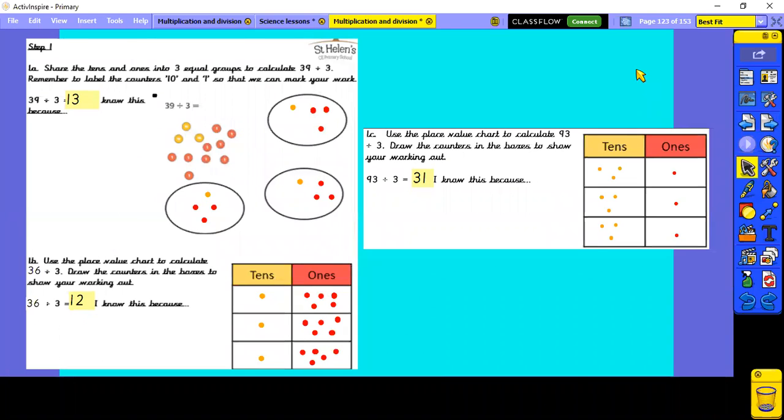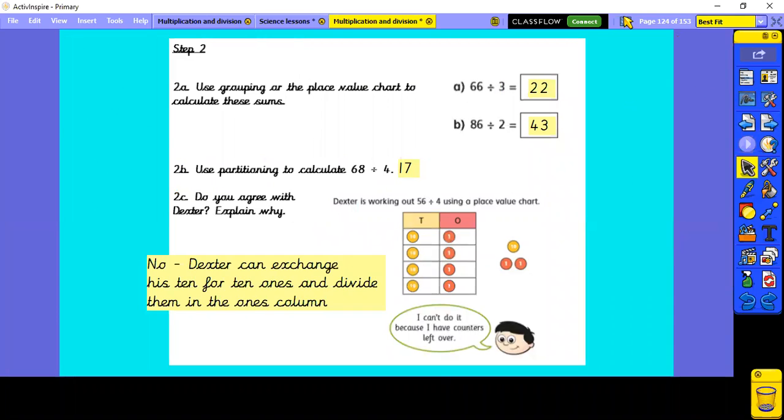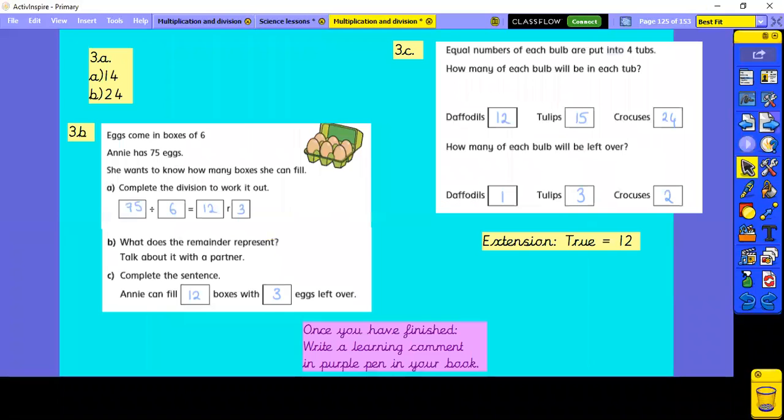Okay, and here on the screen now we have our step 1 answers. So pause the video to mark your work in your book. On the screen now I have the step 2 answers, so pause the video to mark your work. On the screen now I have the answers for step 3 and the extension, so pause the video to mark your work. Once you finish all of your marking, could you please write a learning comment in your book? If you have a purple pen, that is great, but don't worry if not.